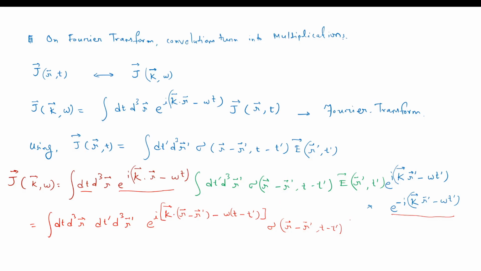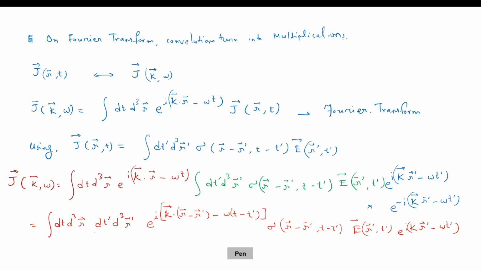Okay, and then what are the rest of the terms? The rest of the terms are just this, e to the power i k r' t' and e to the power i k r minus omega t'. Now what we will do, keeping t and r fixed, we will first integrate with respect to t' and r'. So note that this is the difference, and since we are keeping t and r fixed, we can think of it as t' minus t and r' minus r.